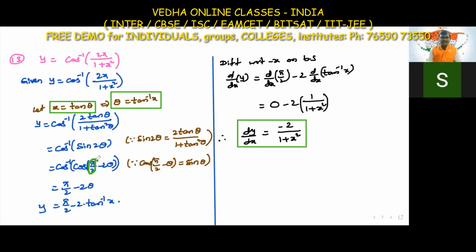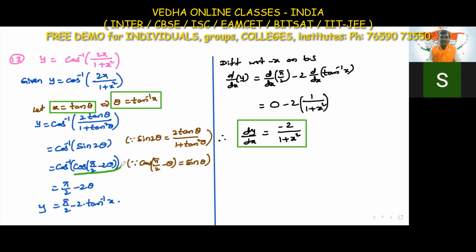We can write 90 also. Even if you write 90, then d by dx of 90: 90 is a constant, whatever it is, we get 0 only here. Both are constants only. So can I write 90 there? Yes, we can write 90 also, but we give priority to radians, pi by 2. Both are correct only. We can write 90 or pi by 2.